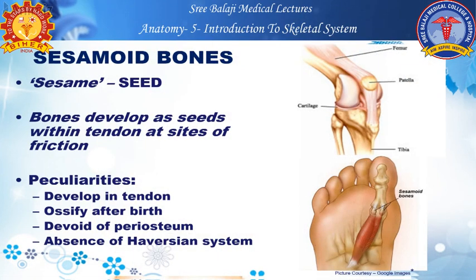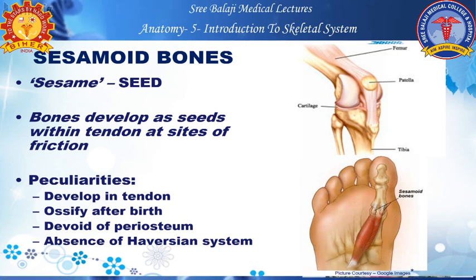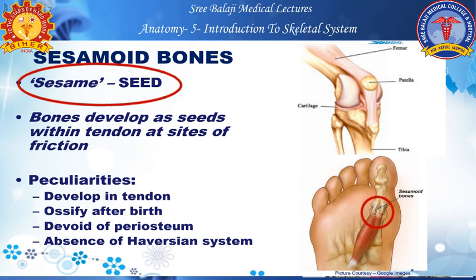Next, coming to this classification of bone, which is called a sesamoid bone. The very name represents that this bone looks like a seed or a sesame seed, so this is a very small bone. These bones develop like seeds within the tendon at the sites of friction. Wherever the tendon of a muscle is undergoing friction, ossification starts happening and a bone is formed. Such bones are called sesamoid bones.